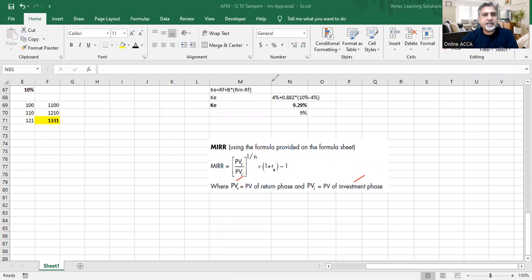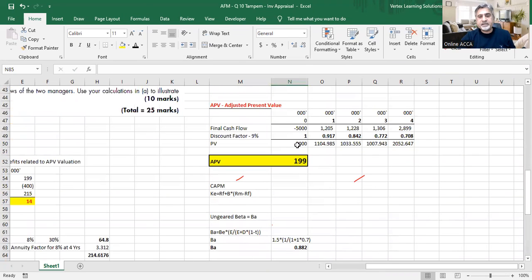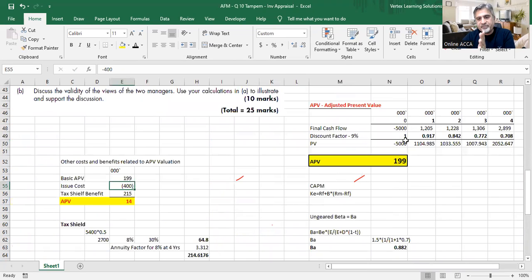So if I just want to find out, let me just see here, what is my PVI, okay? And PVR, and let me see what is my PVI. PVI is my 5.4 million. I'm going back to the original one, okay? I'm not taking this number from APV, because in APV we ignored the 400,000 issue cost. Actually, you do have issue cost. So this is also added to 5 million, 5 million plus this, okay?